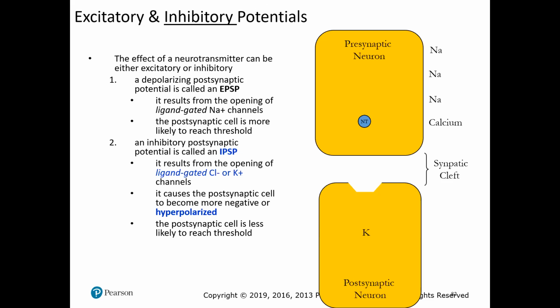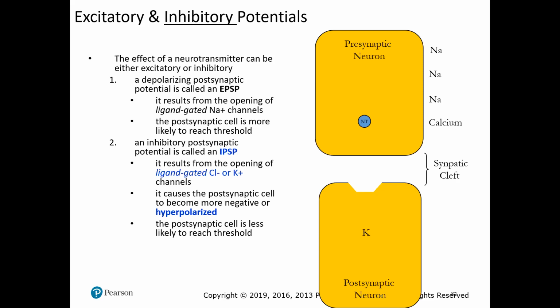Here we see the inhibitory response. We're going to have our action potential come down the presynaptic neuron. Sodium is going to be rushing in, depolarizing. Calcium gates are going to open up, triggering the release of the neurotransmitter across the synaptic cleft to land on the postsynaptic neuron. But here, instead of allowing sodium to come in, we're going to allow potassium to go out. And when potassium goes out, we're going to hyperpolarize and move further away from threshold. We're going to go to minus 90 or greater, making it much harder to get to threshold.